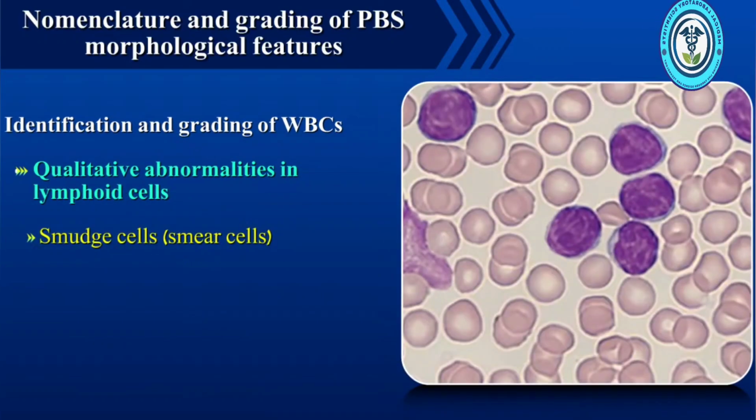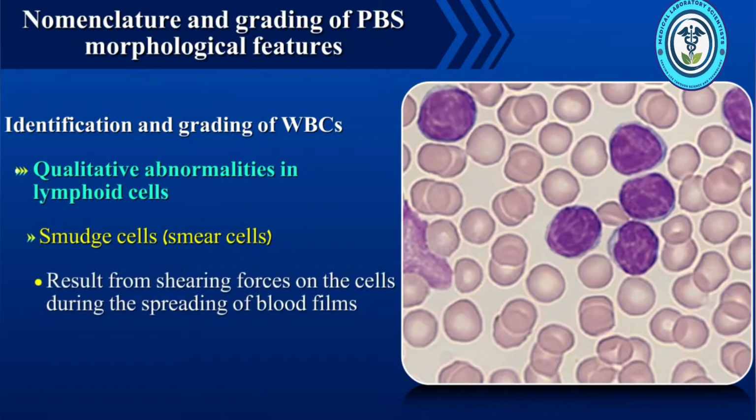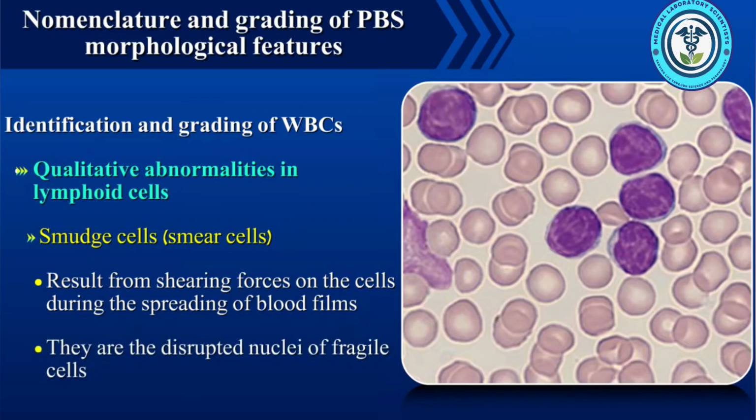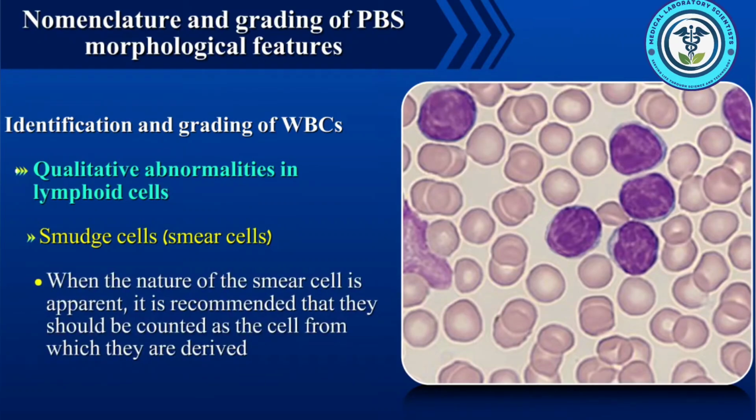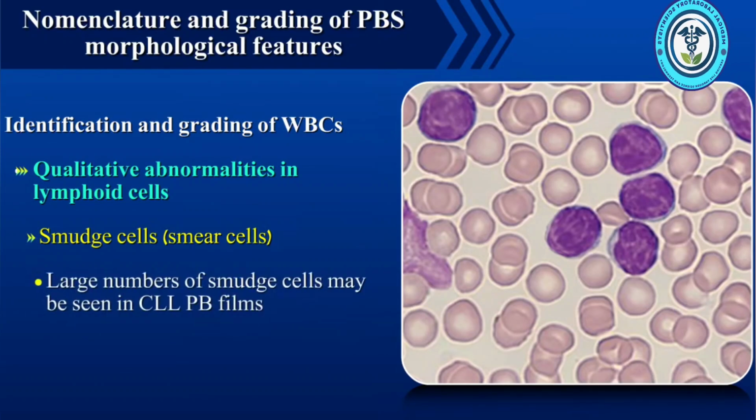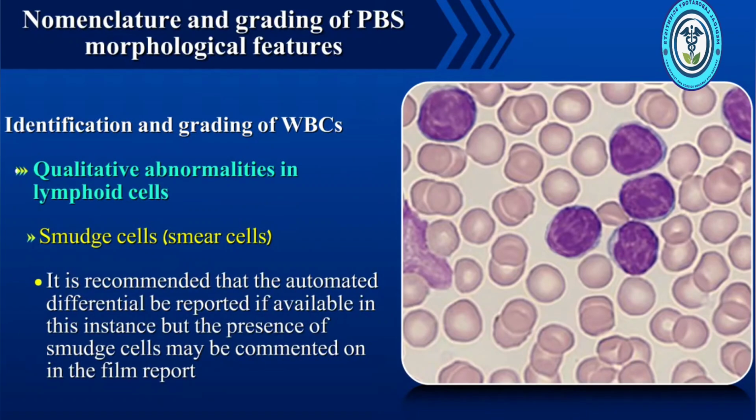Smudge cells or smear cells result from shearing forces on the cells during the spreading of blood films. They are the disrupted nuclei of fragile cells. When the nature of the smear cell is apparent, it is recommended that they should be counted as the cell from which they are derived. A large number of smudge cells may be seen in CLL peripheral blood films. It is recommended that the automated differential be reported if available in this instance, but the presence of smudge cells may be commented on in the film report.